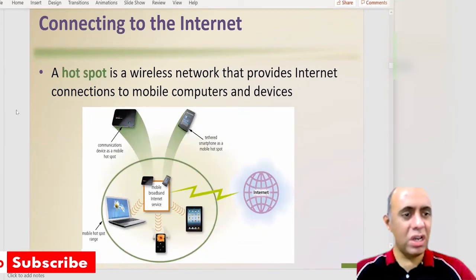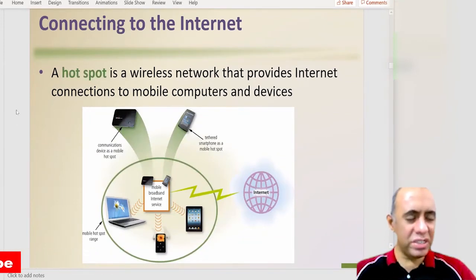And what is a hotspot? Hotspot is very common nowadays. It is inside your phone now. You can convert your phone into a hotspot. A hotspot is simply a source of Wi-Fi signals.